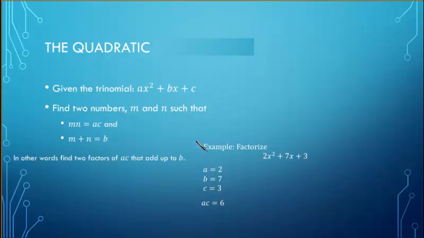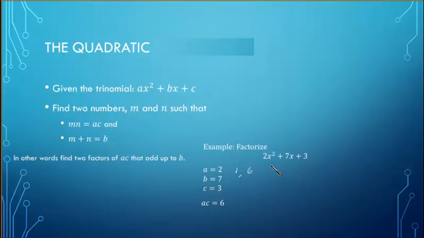So looking at the general pattern here, we see that our a is 2, our b is 7, and our c is 3. And of course ac, 2 times 3, is 6. So what we need to find are factors of 6 that add up to 7. So let's find the factors of 6. Let's start with 1 and 6. And that's it. We don't need to do any more because these add up to 7. So what we're going to do now is express this 7x as 1x plus 6x.